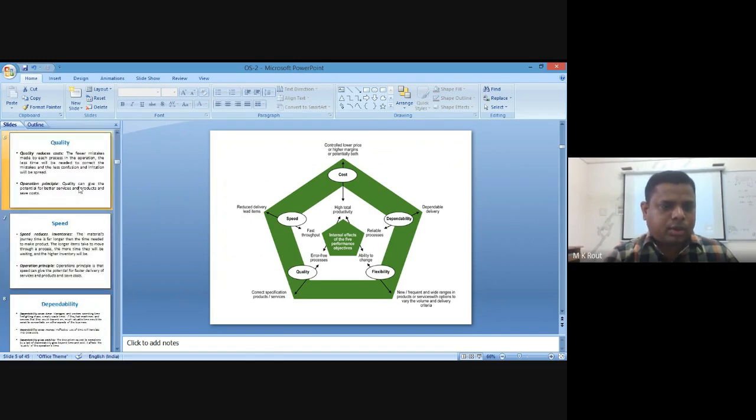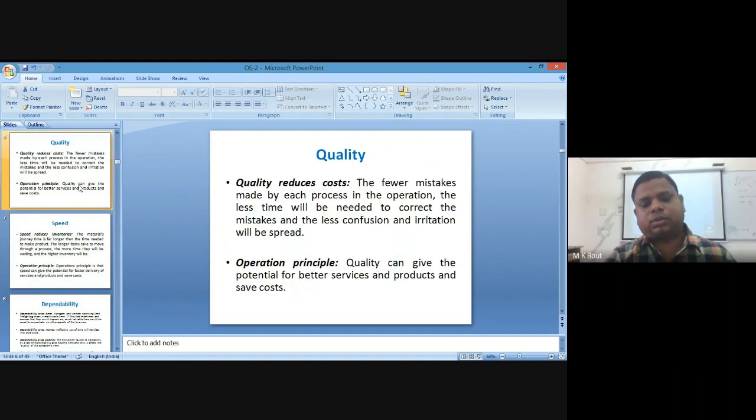If you go to the quality point of view, the first important objective of quality is to reduce the cost. Quality reduces the cost. In that particular point, the fewer mistakes made by each process, which is known as an error-free process, in the operations, the less time will be needed to correct the mistake and the less confusion or irritation will be spread.